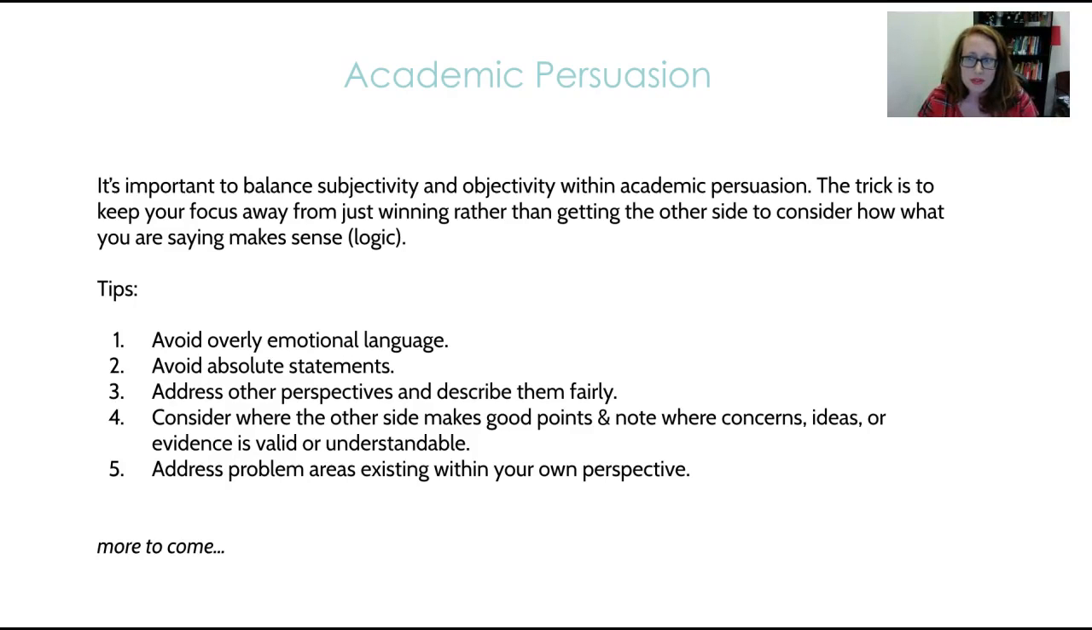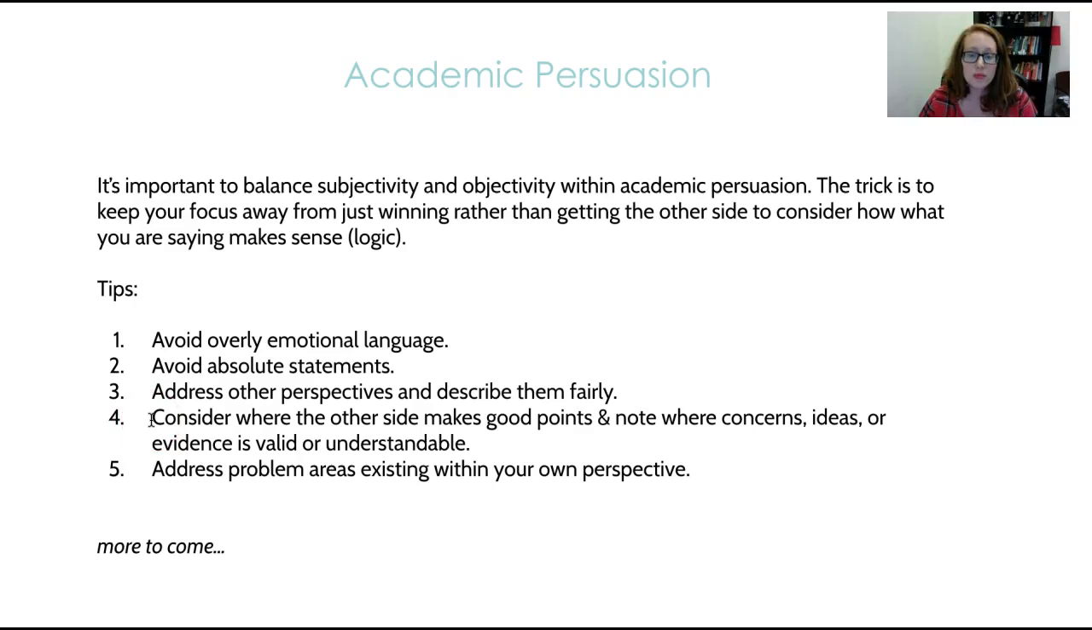A couple of tips that we're going to try to follow are: one, avoid overly emotional language and wording. Avoid absolute statements like they always do this, this is always true, this never happens, because those are extreme and often reveal an emotional investment and often reveal bias. Address other perspectives and describe them fairly, again in a way that doesn't reveal a bias. You should be able to do both of these things.